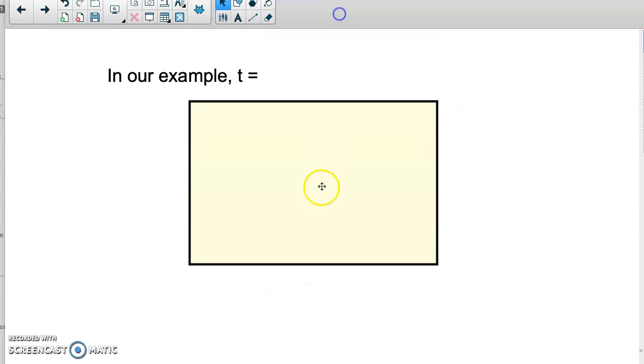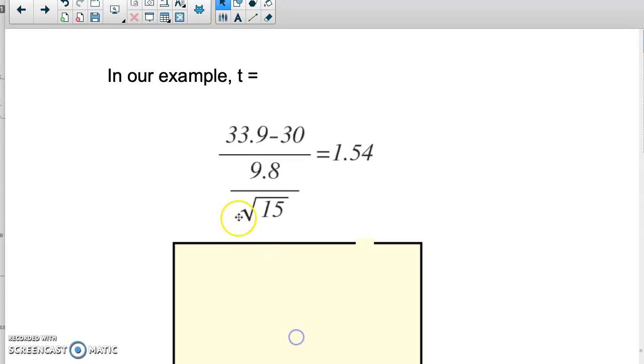So in our example, here's how we calculate t. This is the sample mean. This is the hypothesized mean. Sample standard deviation, n was 15. That gives us 1.54.